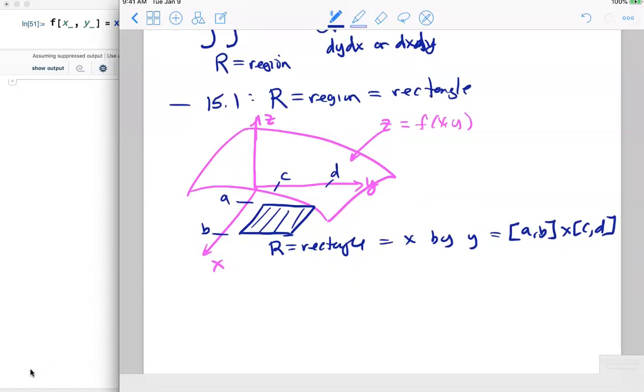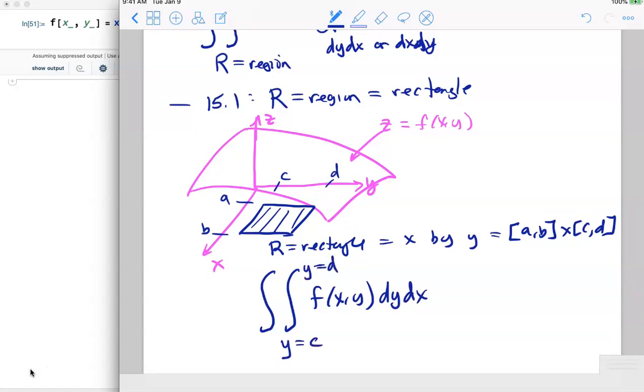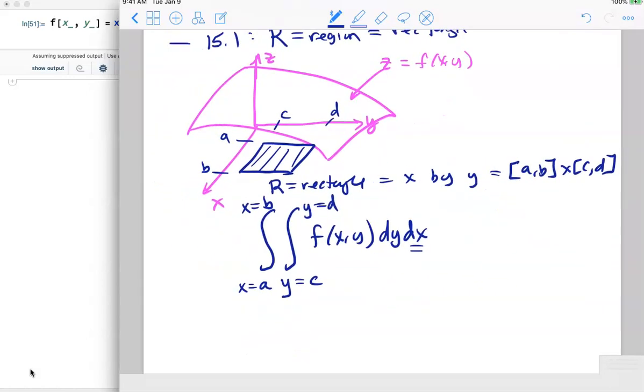Okay, so the notation for the double integral would look something like this. Whatever function you want to evaluate the definite integral of, and then because it's a rectangle, dA could be dy dx, in which case y would have to go from y equals C up to y equals D, and then x, the second integral, would go from x equals A to x equals B. And that's just the notation, okay?